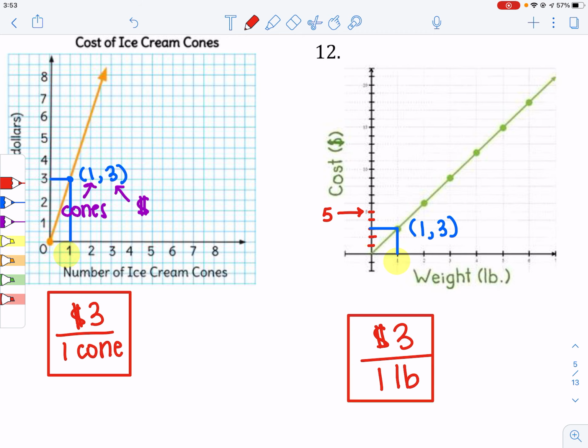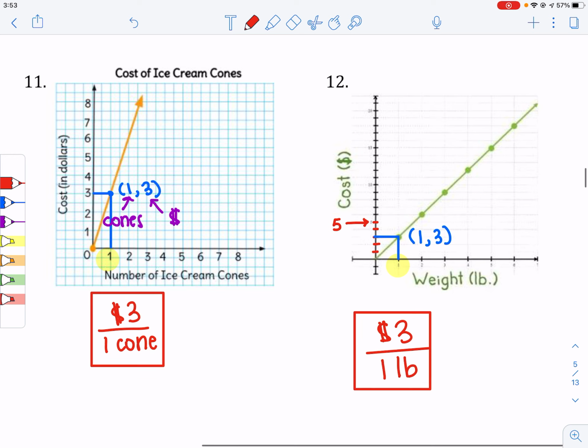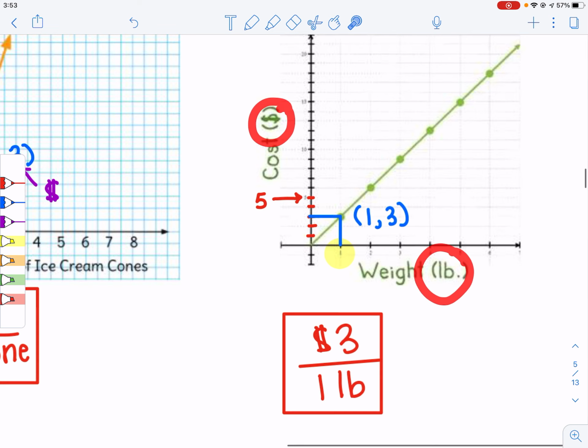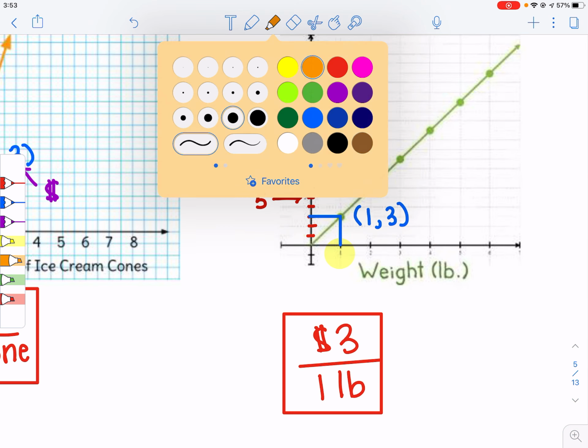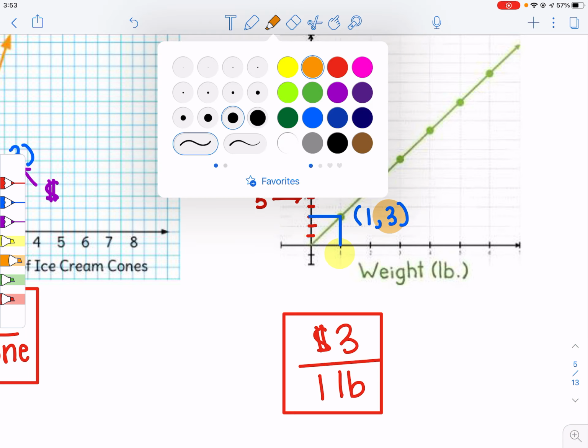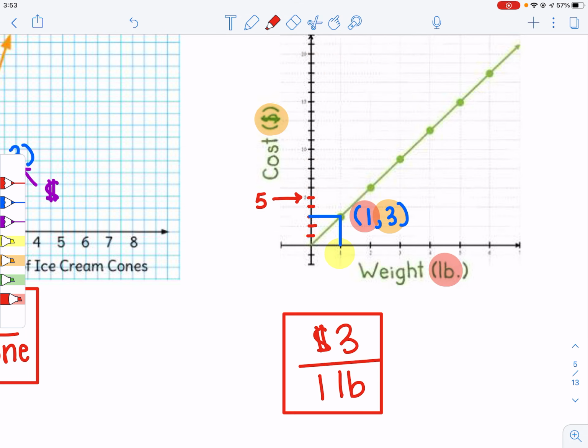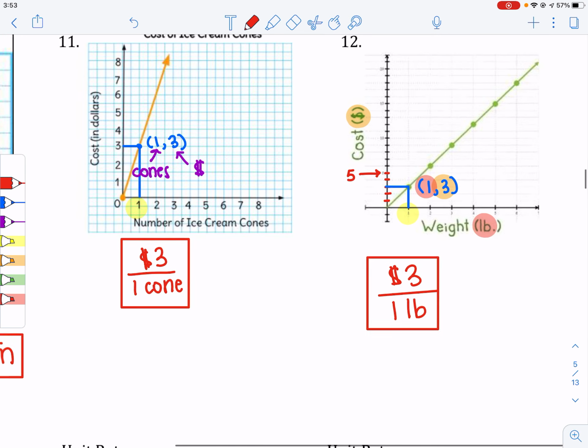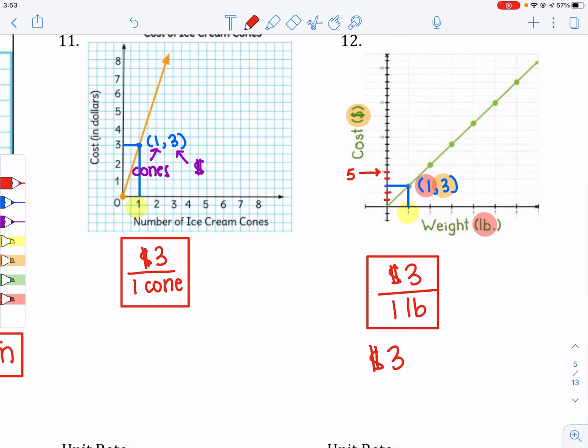Okay, and it's just like with rate of change. When we did rate of change here, it was always this label over that label. So dollars over cones or dollars over pounds. It's always the y label over the x label. Okay, so you take your y, put it on top, and then make sure you match up this y value with this y label, this x value with this x label. So $3 over 1 pound, or you can just say $3 per pound. And I'll just use LB since they just used LB.